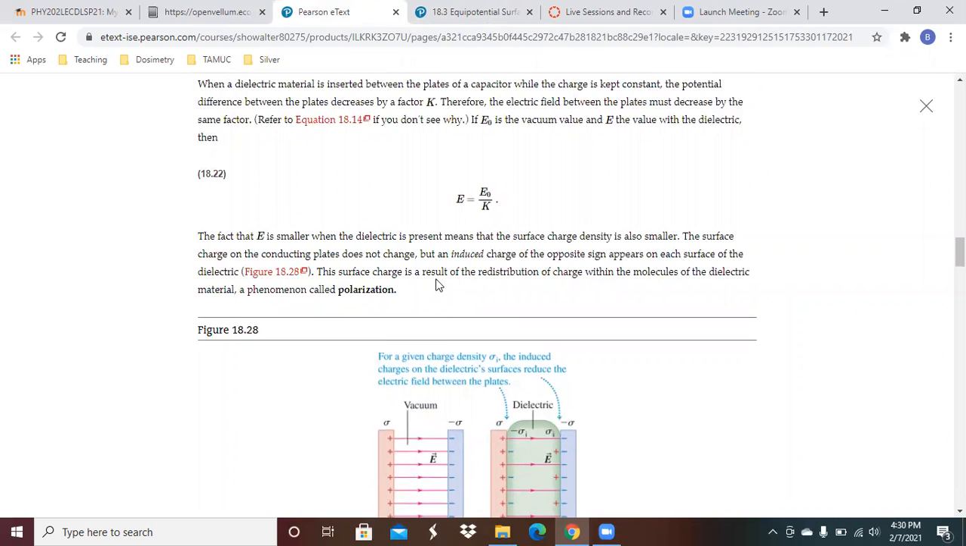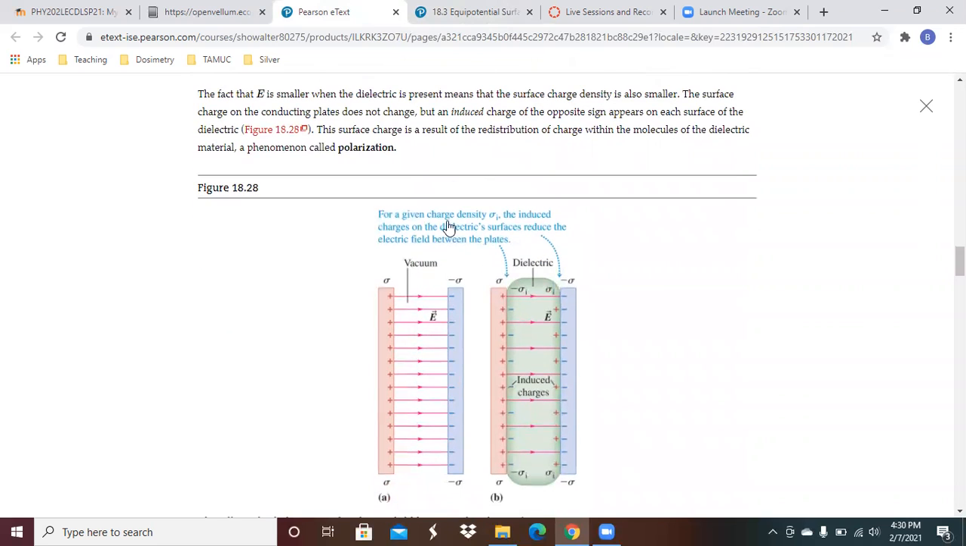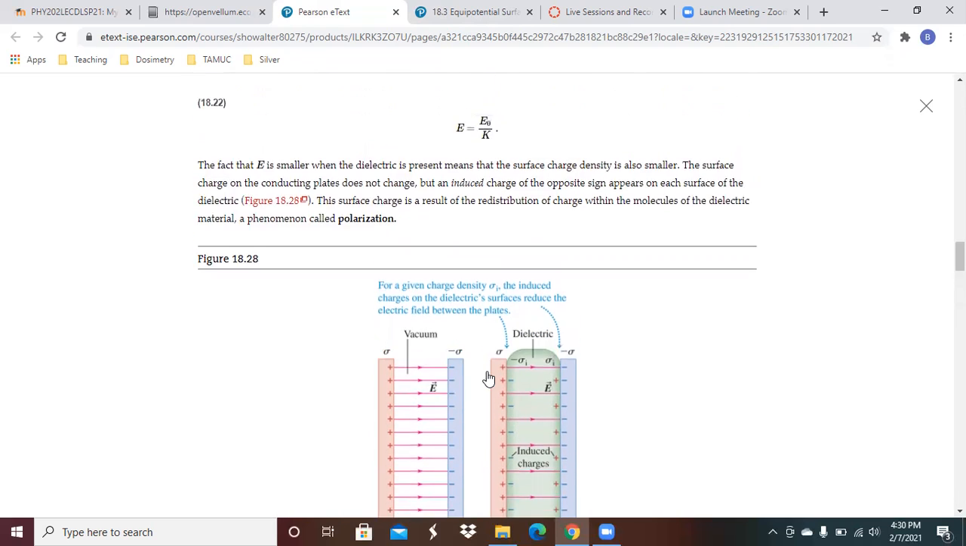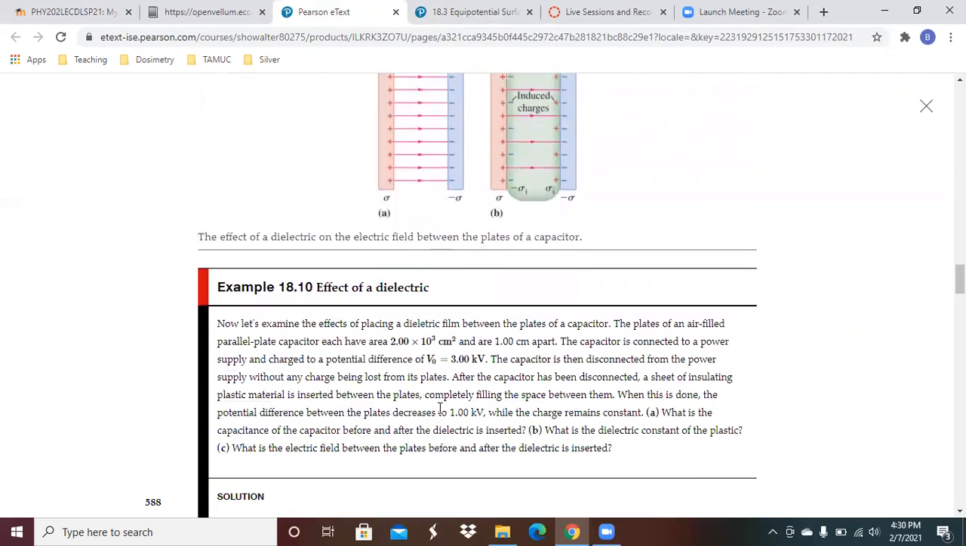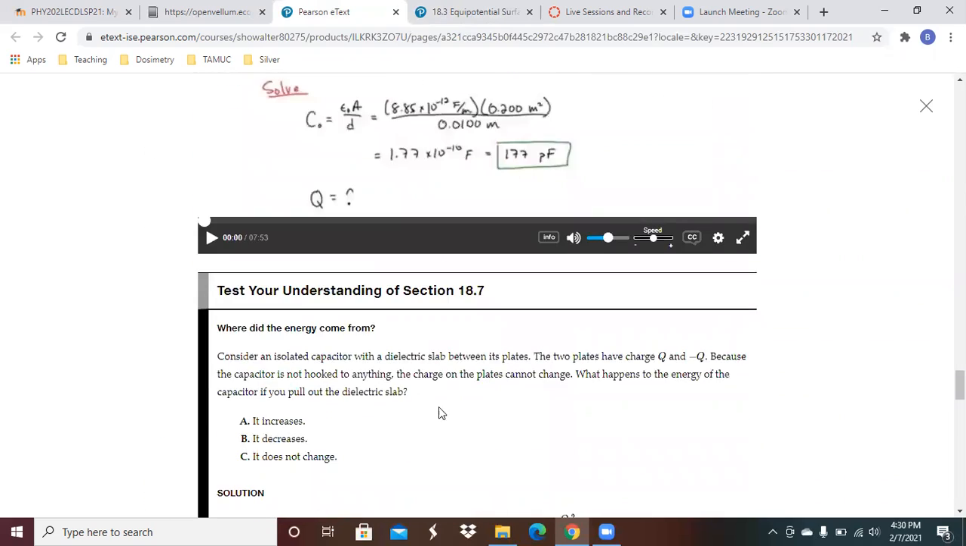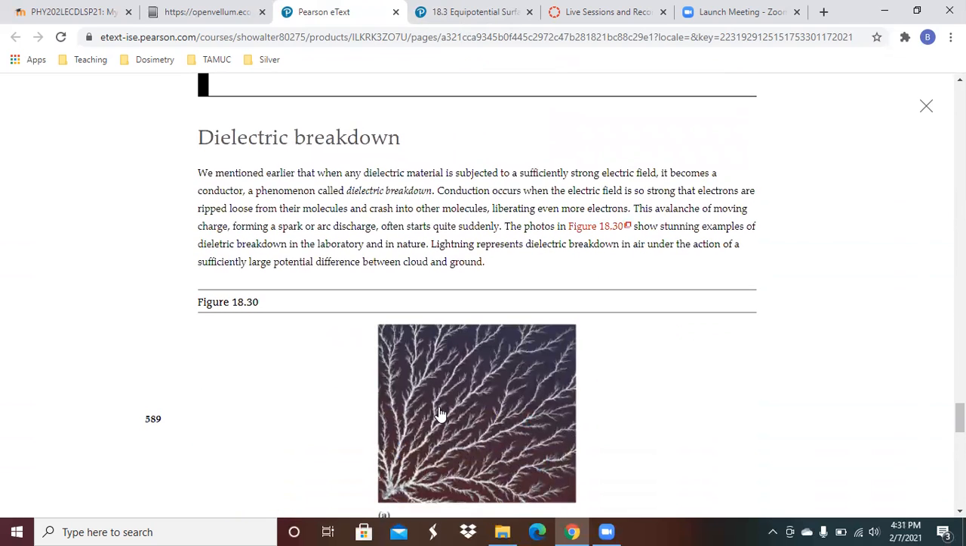So the fact that E is smaller when the dielectric is present means that the surface charge density is also smaller. The surface charge on the conducting plates doesn't change, but an induced charge of the opposite sign appears on each surface. So you can see here you've got the positive plate here. It's inducing a negative charge here, and the negative plate over here is inducing a positive charge here. So this surface charge is a result of the redistribution of charge within the molecules, and it's a phenomenon called polarization. So you've got some problems here to work through.